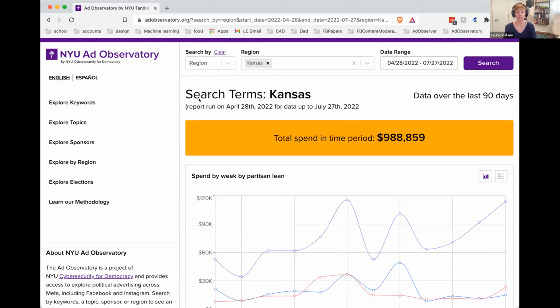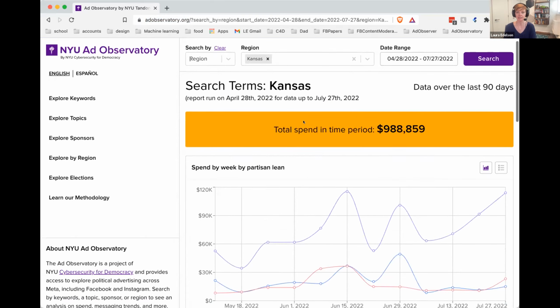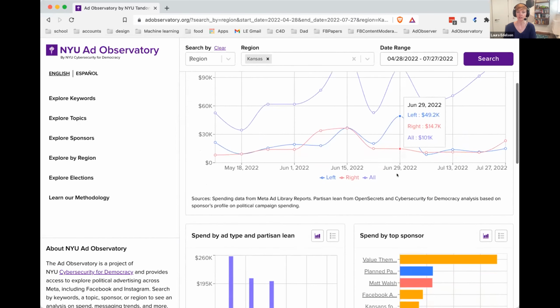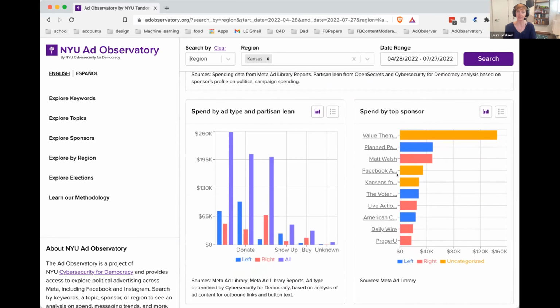I've picked region, I've picked Kansas, and I can see, first of all, spend over time. It's probably unsurprising that in the lead up to an election, there were some ups and downs, but in general, weekly spend has been climbing. I can see what types of ads people are running. These are connect ads, where politicians are basically list building. These are donation seeking ads, and here are others.